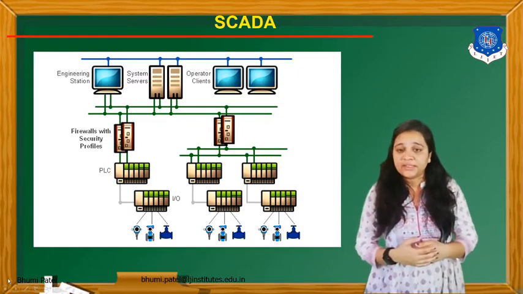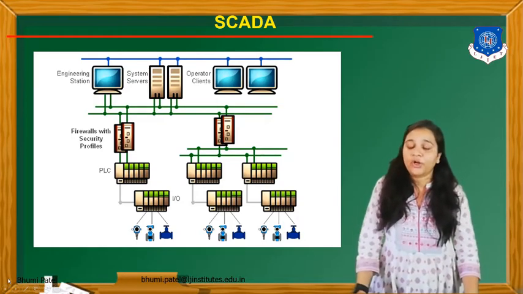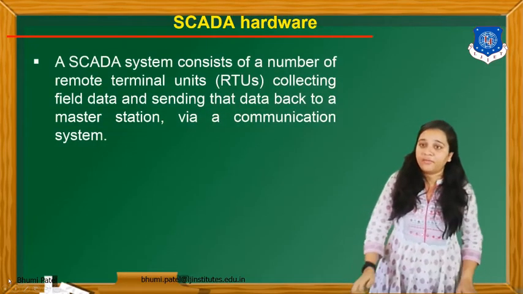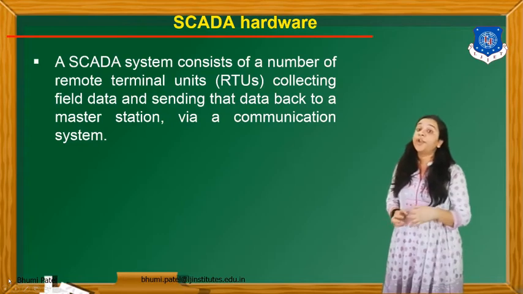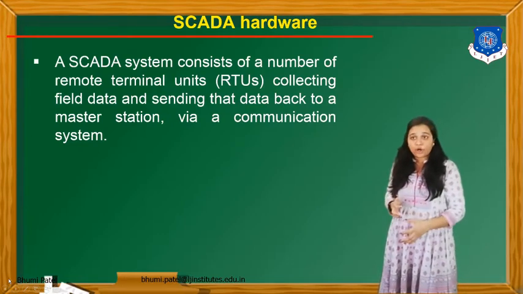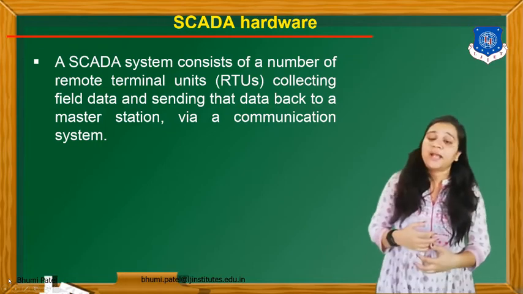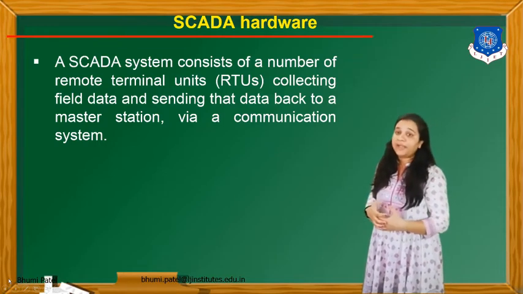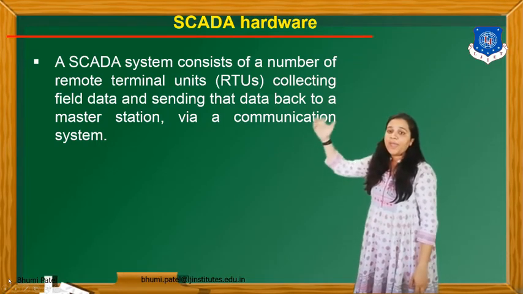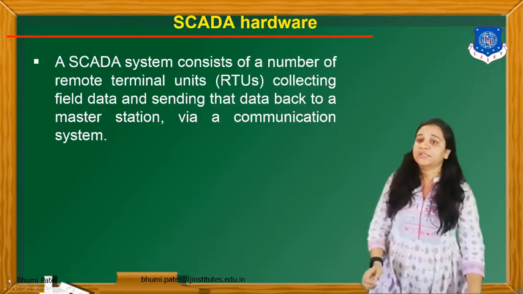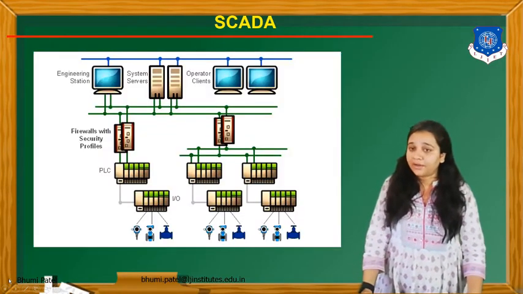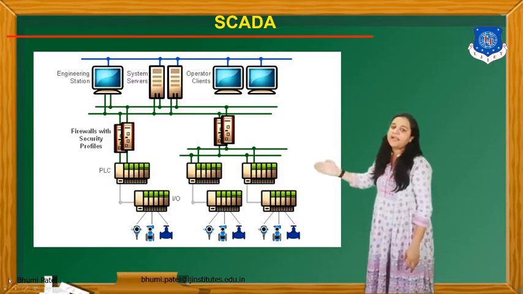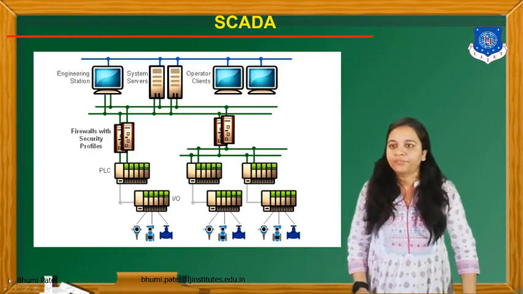After the PLC work is done, we can connect the SCADA or the master station of this particular system. Now in the SCADA hardware, a SCADA system consists of a number of remote terminal units, because we have to use a number of PLC hardware or a number of systems for this particular plant, collecting the field data and sending the data back to the master station via a communication system. So what is the function of the RTU? That will collect the data from the PLC and send this data to this master PC.